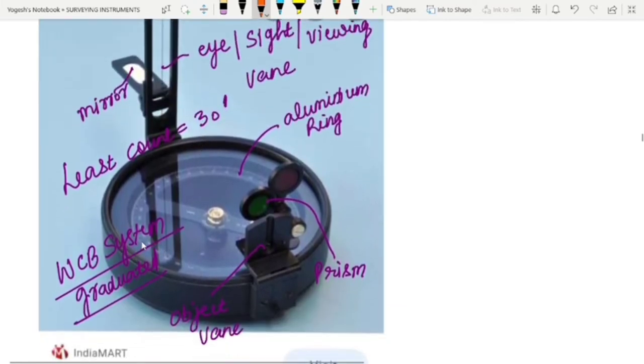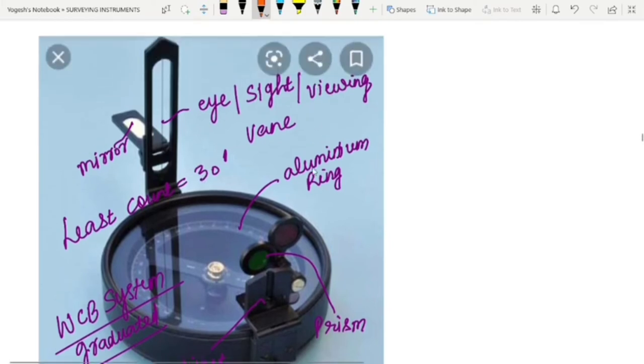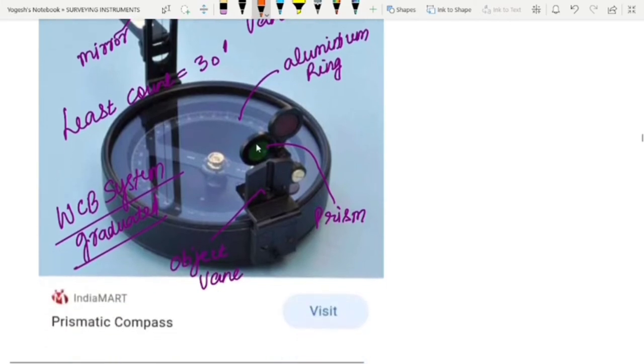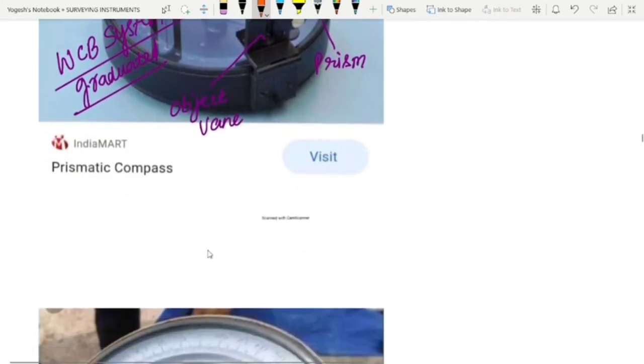Whole circle bearing system is graduated. This is the object vane. This is the eye vane. The eye vane has the mirror. Least count is 30 minutes. Or eye vane, or sight vane, or vane. An aluminium ring is there at the bottom of the graduated circle. Here the prism is fitted with the object vane.